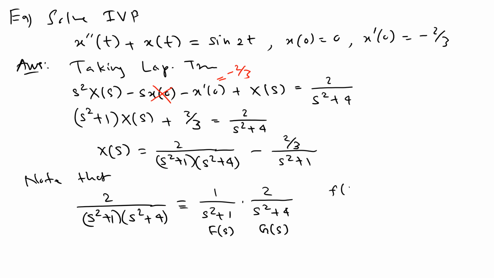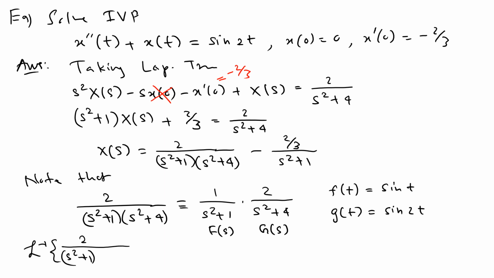you can see f(t) is simply sine t, g(t) is simply sine 2t. So that means if you take the inverse, it is simply going to be the convolution of those two functions. So that means the L inverse of that expression, 1 over s squared plus 1 and s squared plus 4, is going to be f star g.